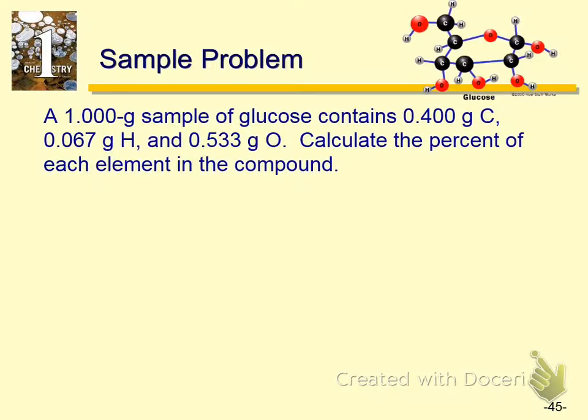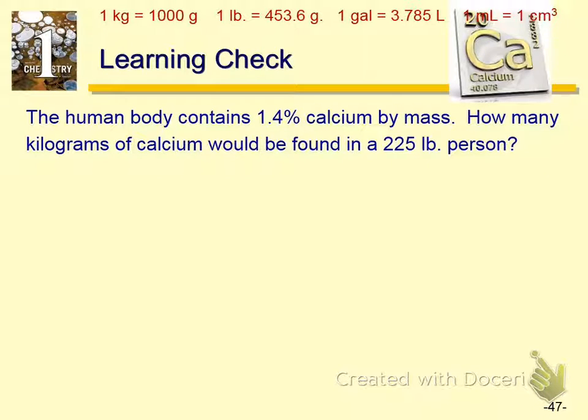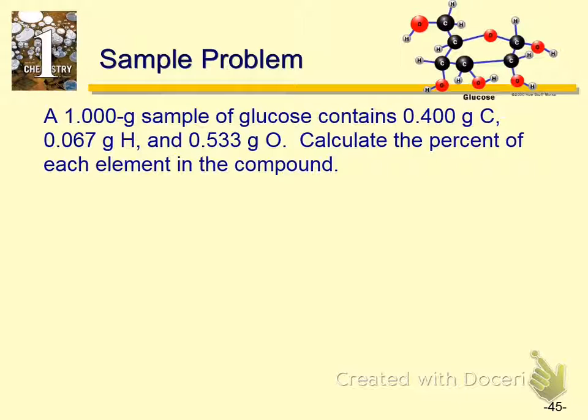So here's 1 gram of glucose contains 0.4 grams of carbon, 0.067 grams of hydrogen, and 0.533 grams of oxygen. Calculate the percent of each element in the compound. So my percent carbon would be what? How many grams of carbon I have? 0.4 grams of carbon over the total, which is 1 gram. And we're going to multiply that by 100.